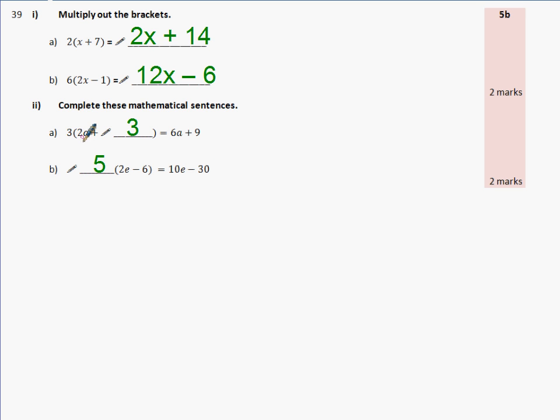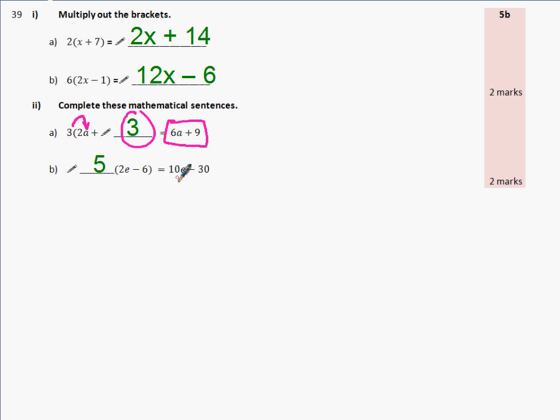So 3 brackets 2a plus something, close brackets, equals 6a plus 9. Here the brackets have already been expanded or multiplied out. How do you go from 3 times 2a to get 6a? Yeah, you just do 3 times 2a, you get 6a. So what have you got to times 3 by to make 9? Well, you just times it by 3. 3 times 3 makes 9.